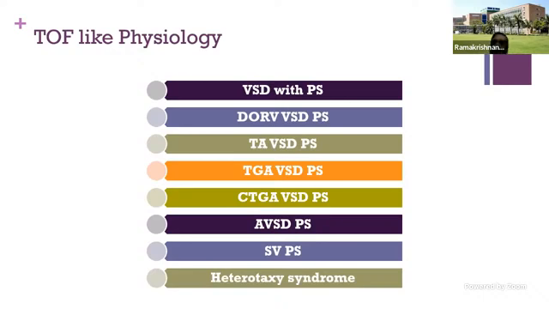So now comes the DM level. We are not happy if you just say, okay, this is tetralogy of Fallot or tetralogy-like physiology. You should make an attempt to differentiate between various other forms of tetralogy-like physiology, including the typical VSD with PS. Not tetralogy, like there could be just a non-overriding VSD with a valvular PS or an infundibular PS.